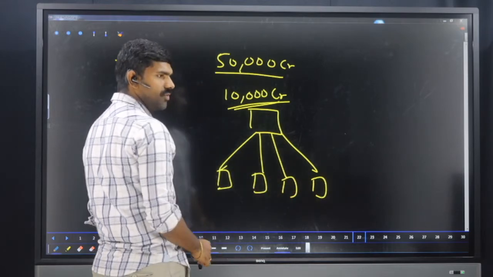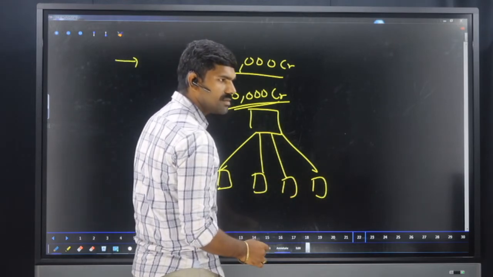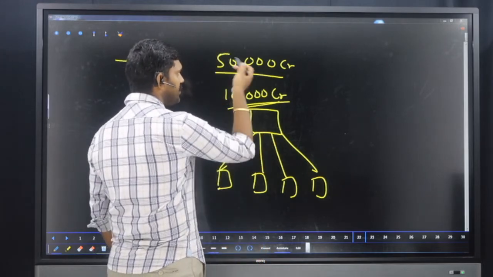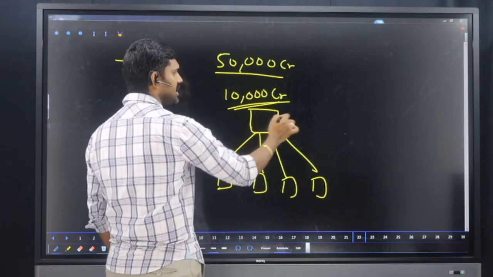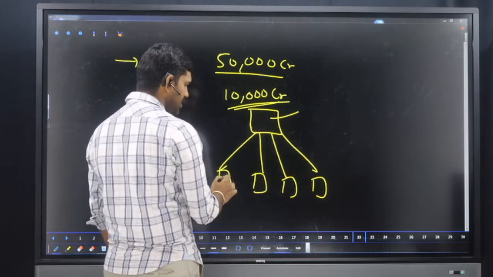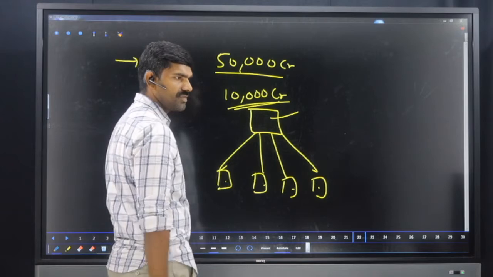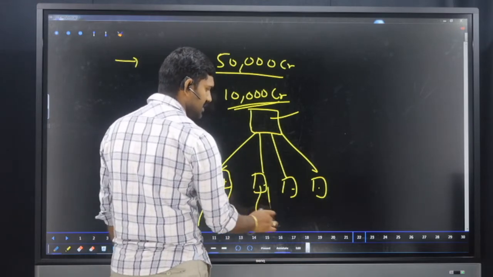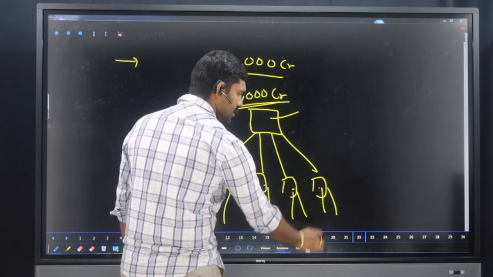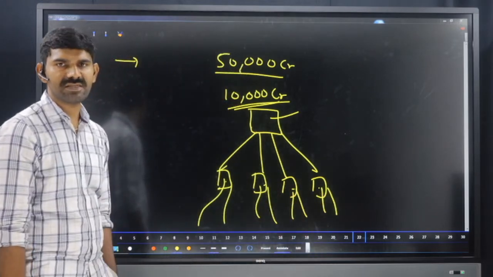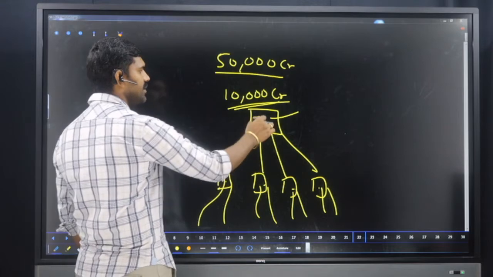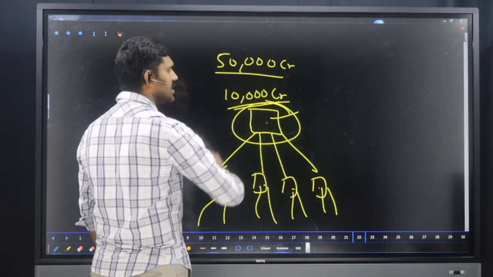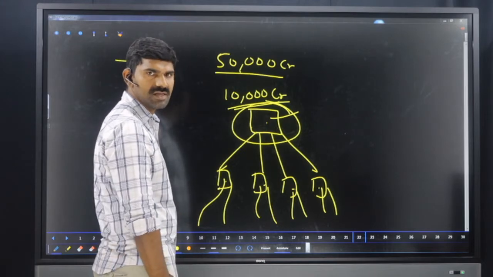Okay, so what they will do is, when you see this 50,000 crores, 10,000 crores is kept as a mother fund, and under that there will be some funds. Now using these funds they'll try to give loans to different sectors. Now these funds are again managed by these funds. So this top mother fund is called the fund of funds.